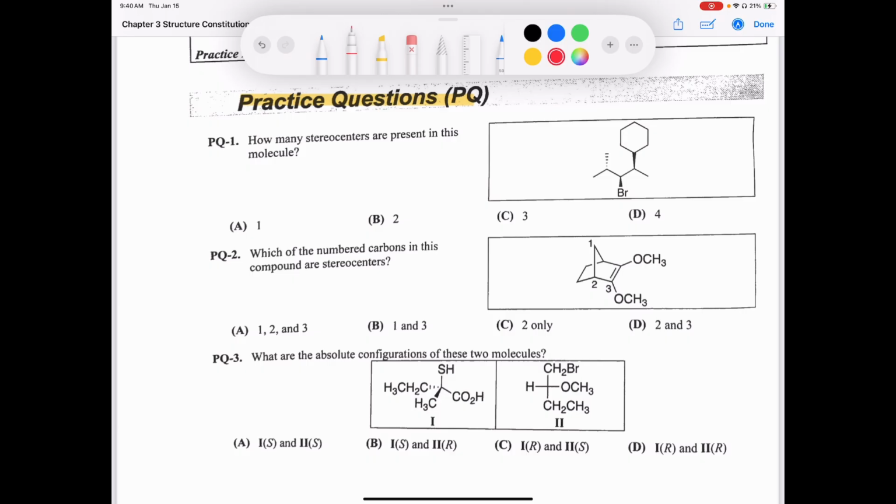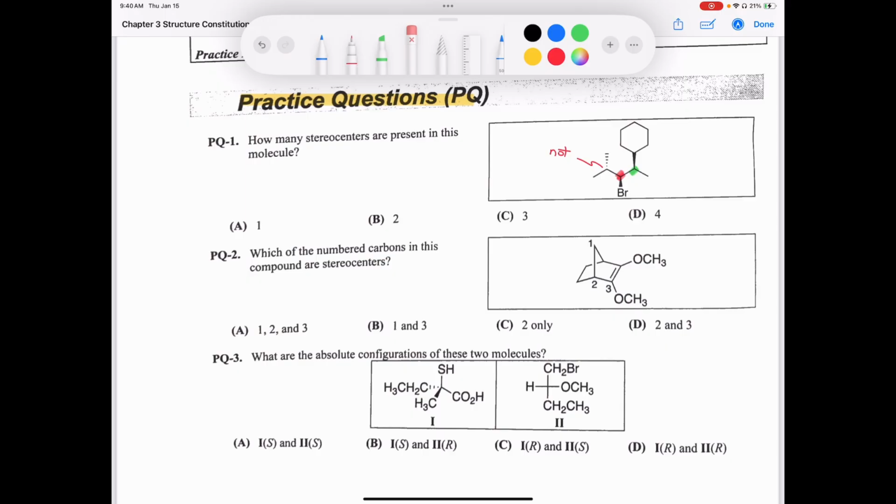How many stereocenters are present in this molecule? You can see we have three contenders here, maybe here, here, and here. Well, the one that I have highlighted in yellow is not a stereocenter, because this carbon is attached to two methyl groups. So even though they used a dash there, that is not a stereocenter. I'm just going to erase those methyl groups.